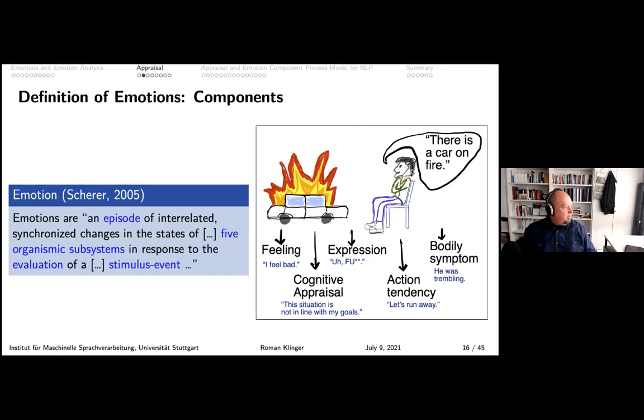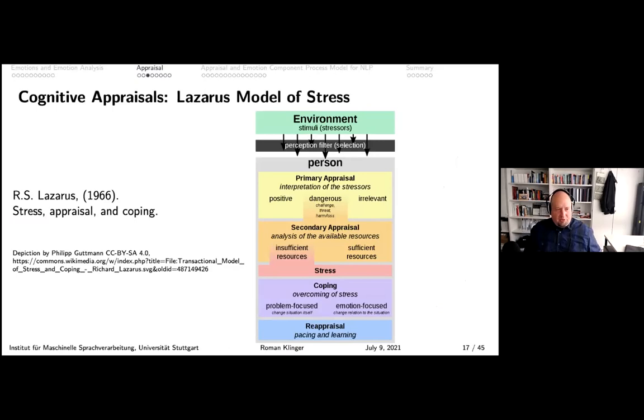So now let's look into these cognitive appraisals a little bit more, because this is what cognitively links events to emotions. And it turns out that there is quite a set of various appraisal theories, one which is very specific for stress.